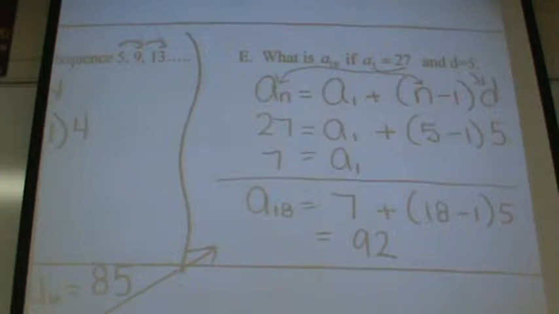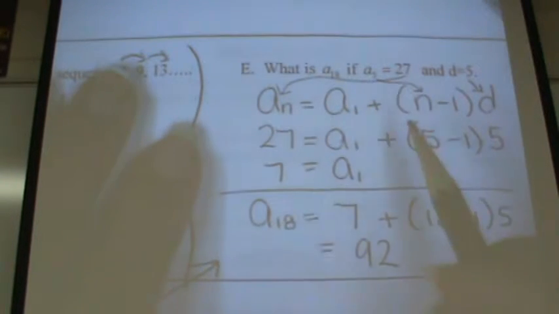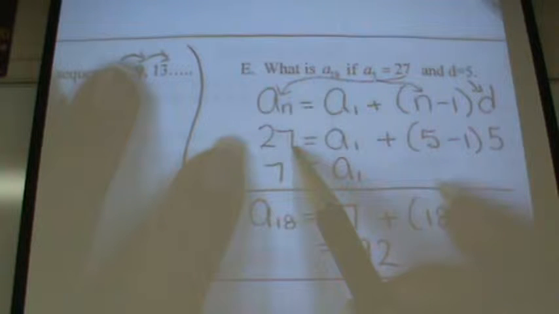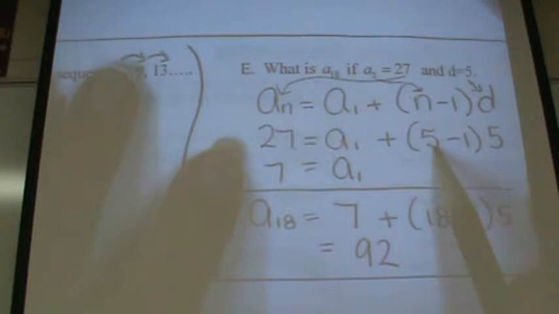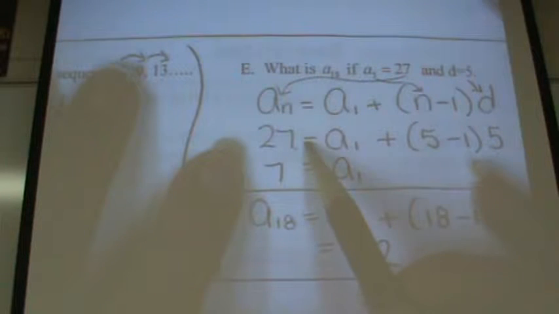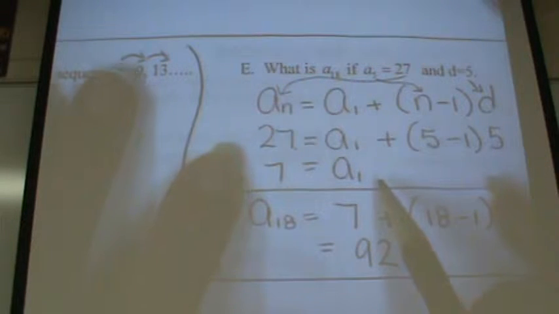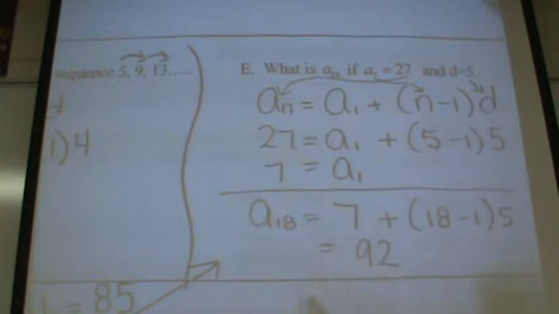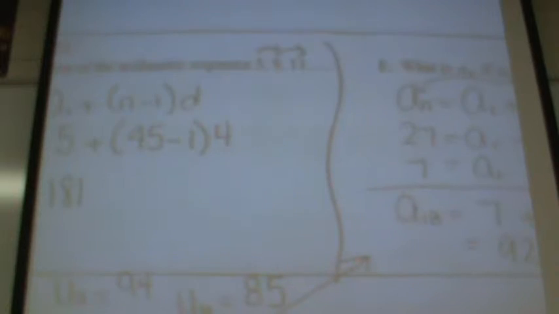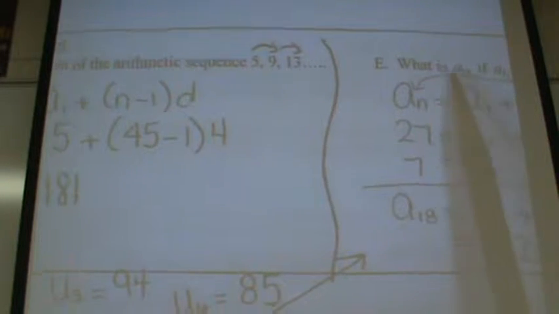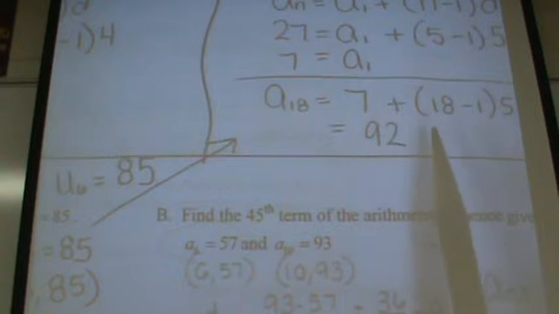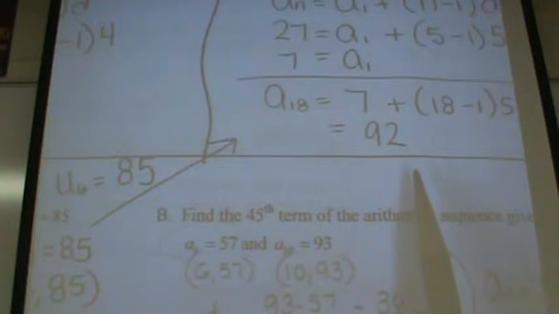Then this one. They give you the 5th term, which is 27. They didn't give you the first term. So I used a little bit of information here. If I know the 5th term is 27, I can plug that in. This 5 goes in here, 27 here, and they tell you D is 5. So you're going to use a little bit of algebra to find a sub 1. A sub 1 is 7, and then they want you to find the 18th term, a sub 18. You're going to put the first term in, the 18 minus 1, and then times the D value. You get 92.